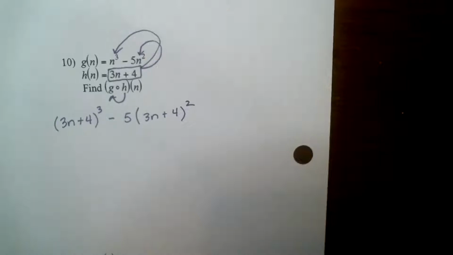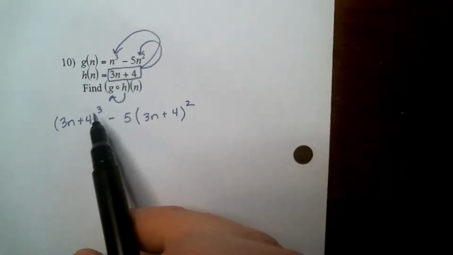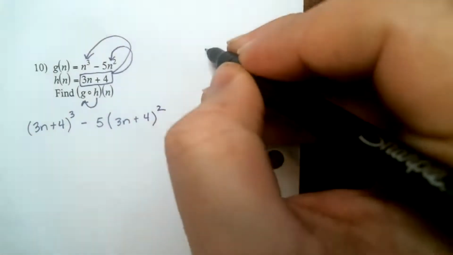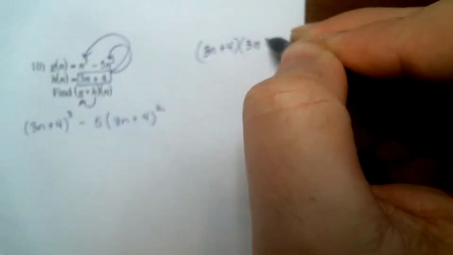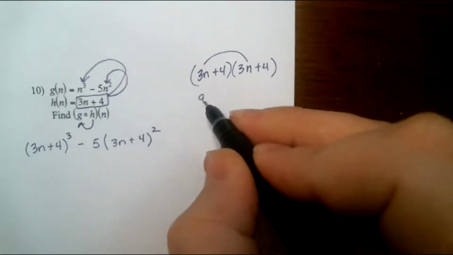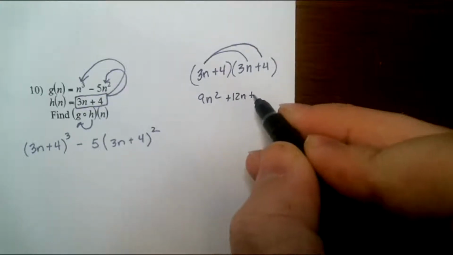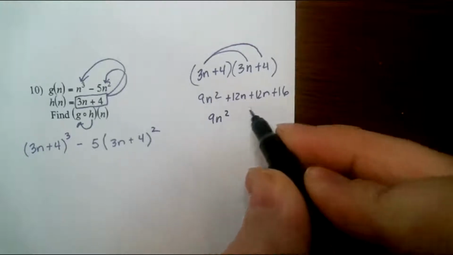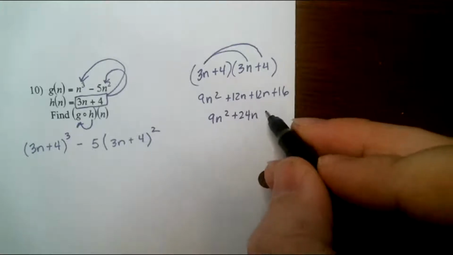All right. So from here, remember this whole 3n plus 4 cubed. Let's take this over here to the side and first do 3n plus 4 times 3n plus 4. Let's square it first to get a trinomial. So first, 9n squared, outside 12n, inside 12n, and last 16. So that would be 9n squared plus 24n plus 16.